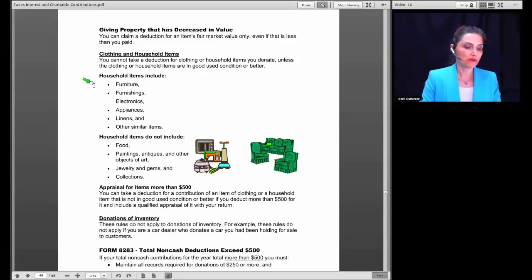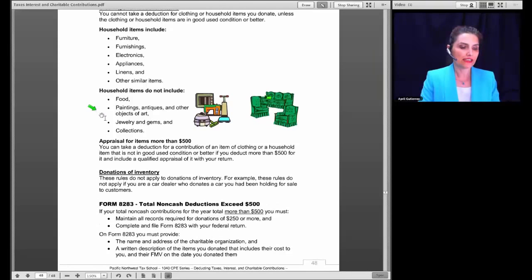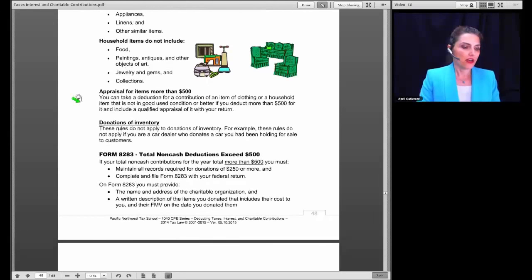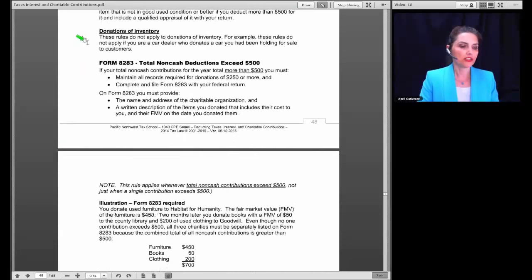Household items include furniture, furnishings, electronics, appliances, linens, and other similar items, but household items do not include food, paintings, antiques, and other objects of art, jewelry and gems, or collections. Appraisal for items more than $500: you can take a deduction for a contribution of an item of clothing or a household item that is not in good used condition or better if you deduct more than $500 for it and include a qualified appraisal of it on your return.